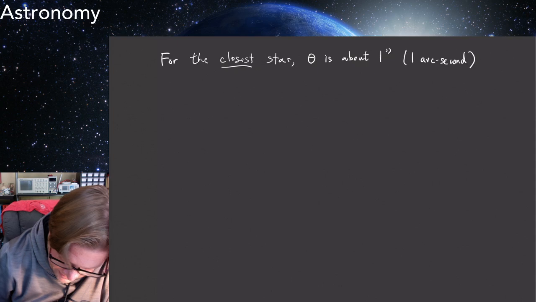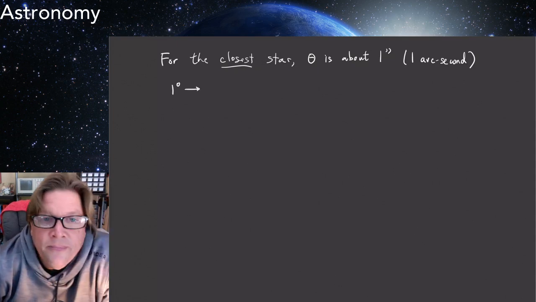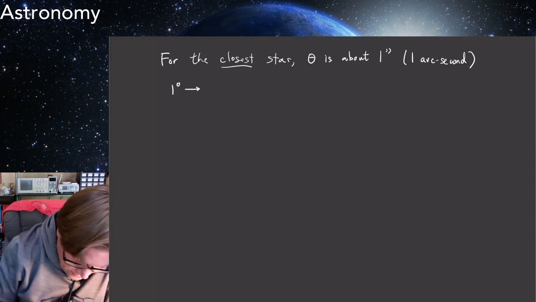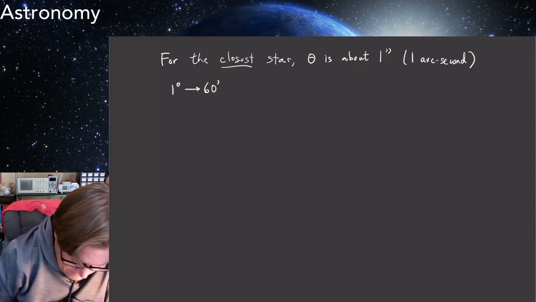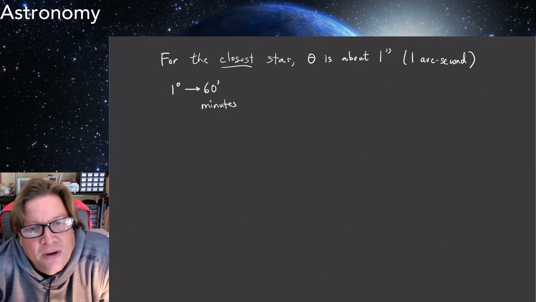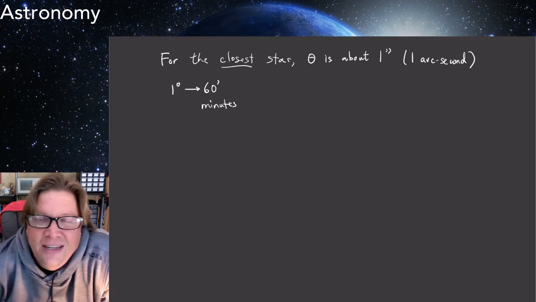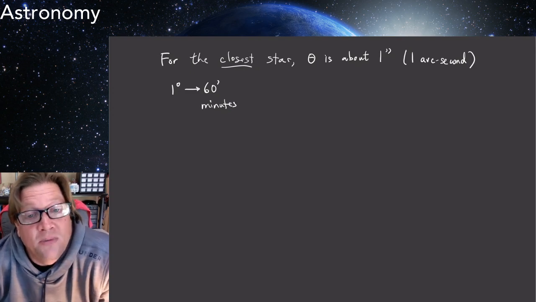Or 1 arc second. Here's how it works. 1 degree gets chopped up into 60 minutes. That's one little mark. That's a way to measure tiny little angles. 1 minute of arc, in everyday language, is about the same as a period at the end of a sentence of a book, if you hold it at arm's length.